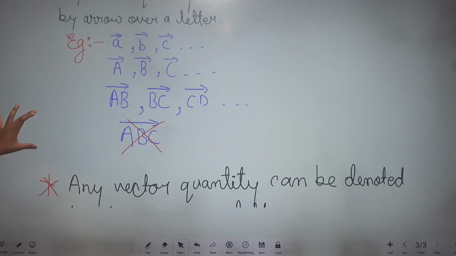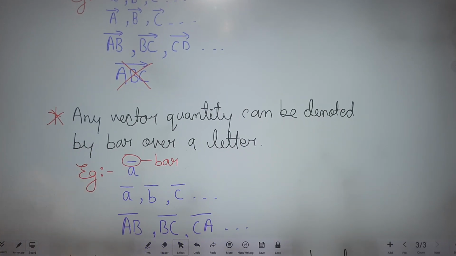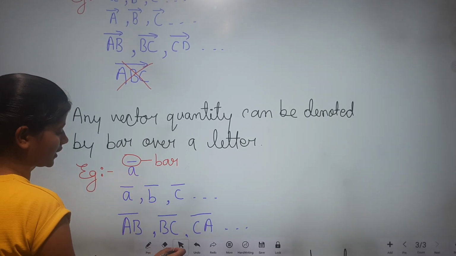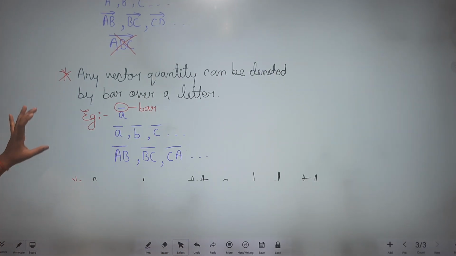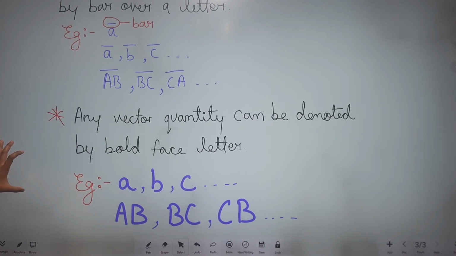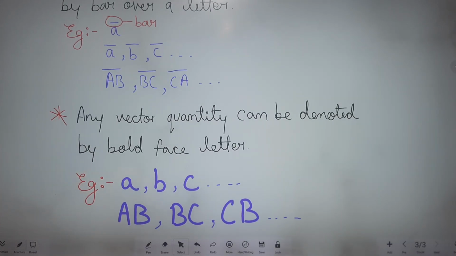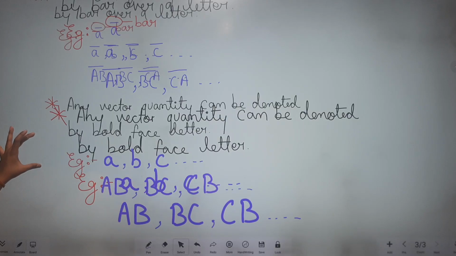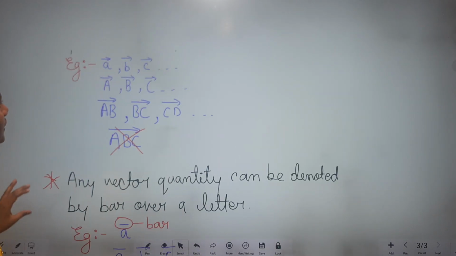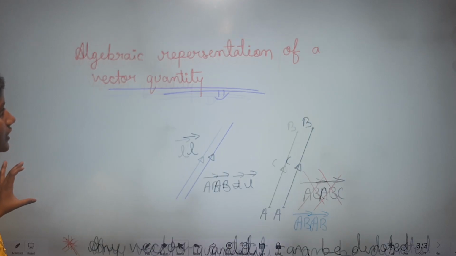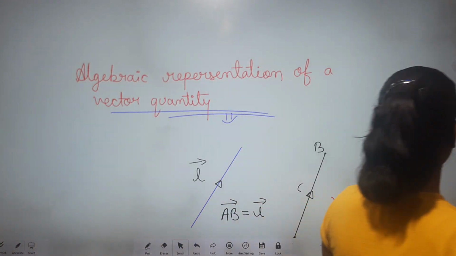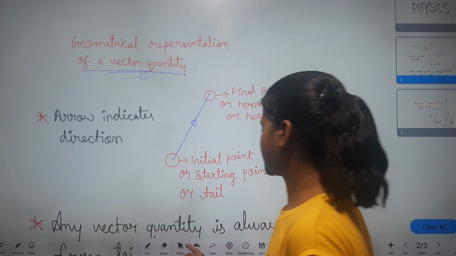After that, a vector quantity can also be denoted by a bar over a letter and a boldface letter. Okay. This one is our bar. Okay. So any vector quantity can also be denoted by a bar over a letter. And the last point is that any vector quantity can be denoted by a boldface letter. Okay. Or you can also denote a vector quantity by using a boldface letter. Okay. Like this. So I hope you understand the algebraic representation of a vector quantity and the geometrical representation of a vector quantity.